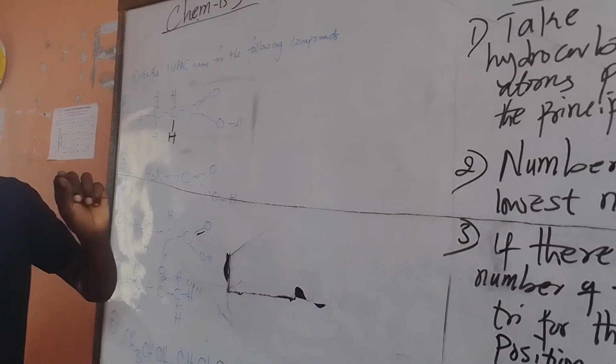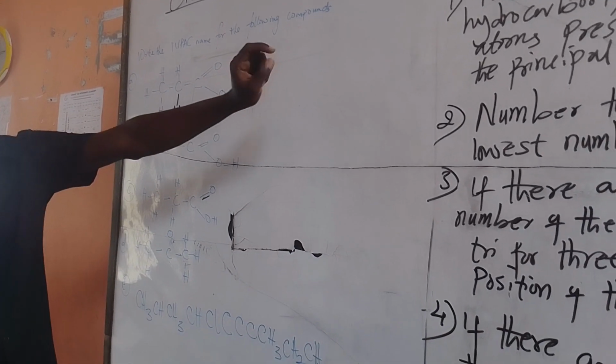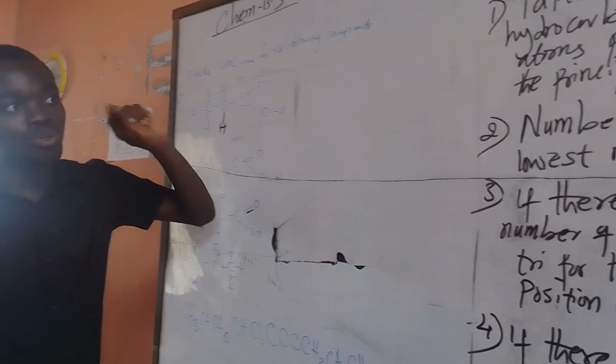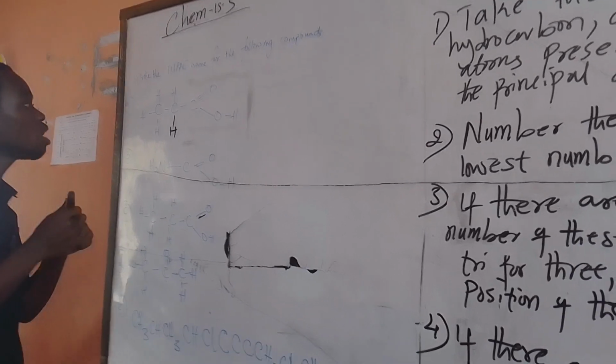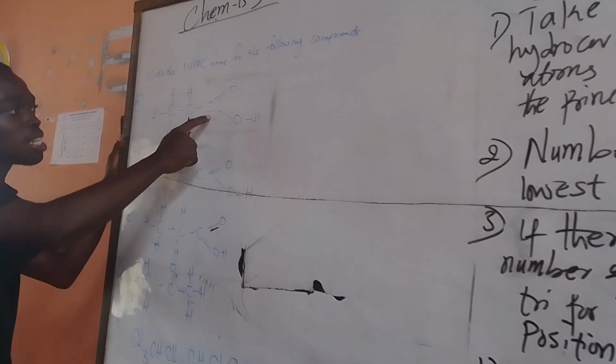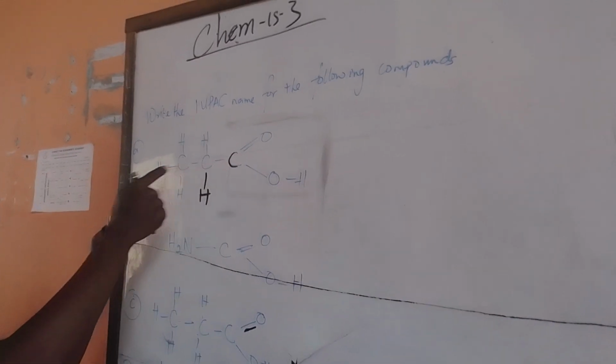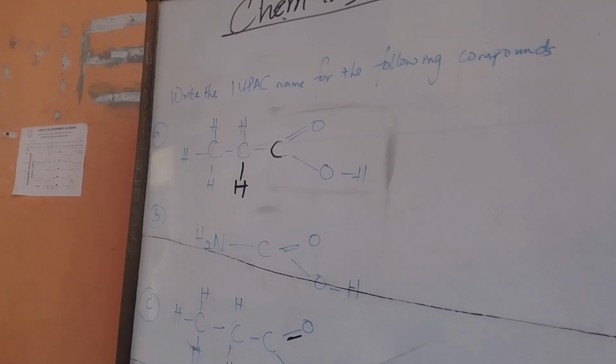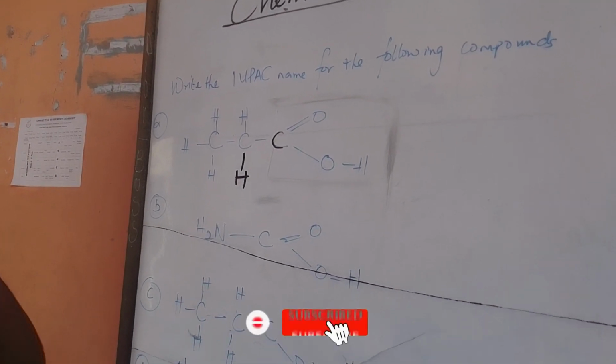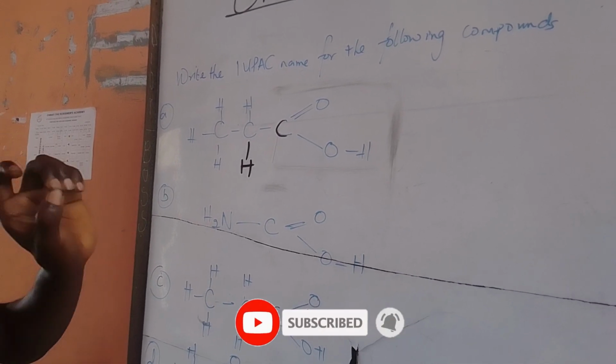Now let's use rule number 2 first. Okay, they say rule number 1: take the longest continuous carbon chain as the root hydrocarbon. So here we have 1, 2, 3. This is the longest continuous carbon chain, 3. And they said name it according to the number of carbon atoms present, adding the appropriate suffix.